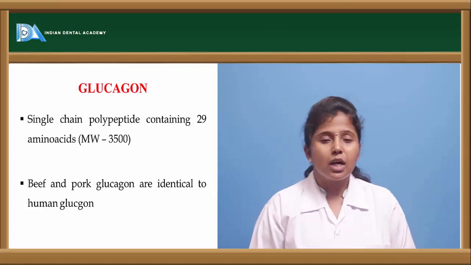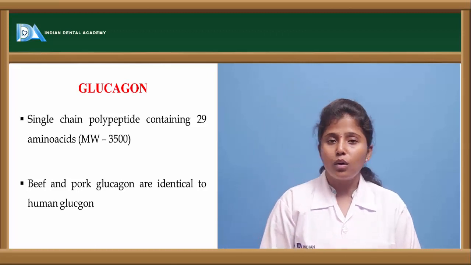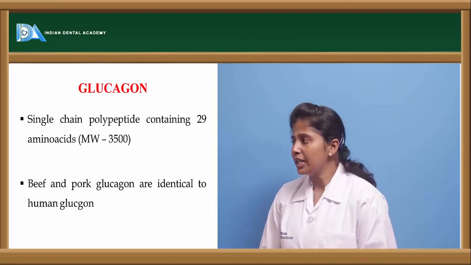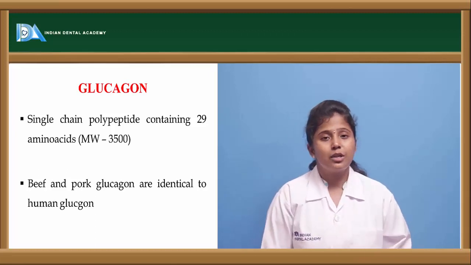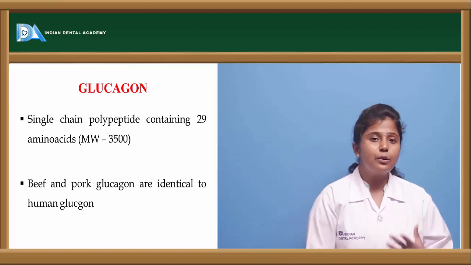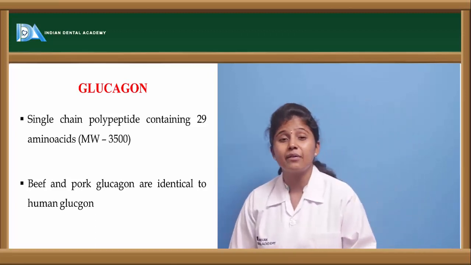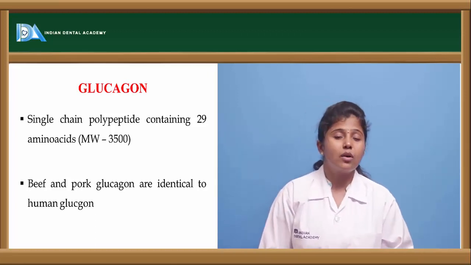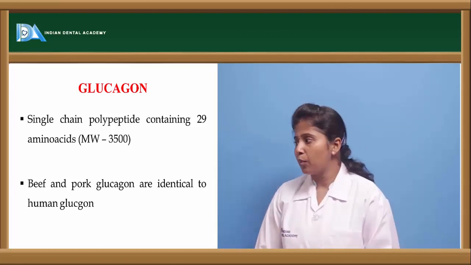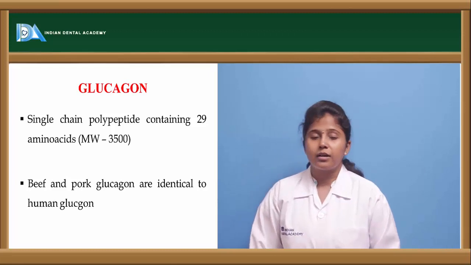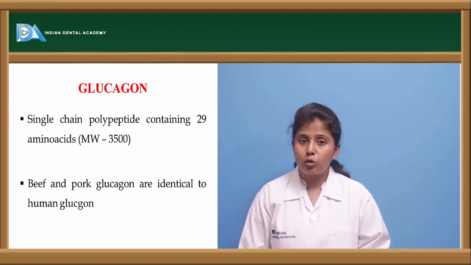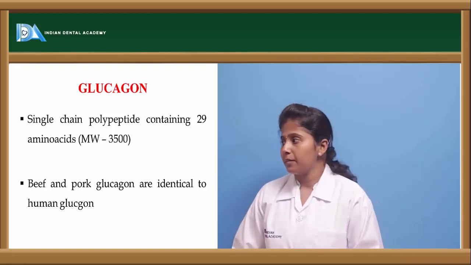The other one is glucagon. Glucagon is a single chain polypeptide containing 29 amino acids, and it has a molecular weight of 3500 daltons. It is obtained from beef and pork, and thereby the human glucagon is prepared.